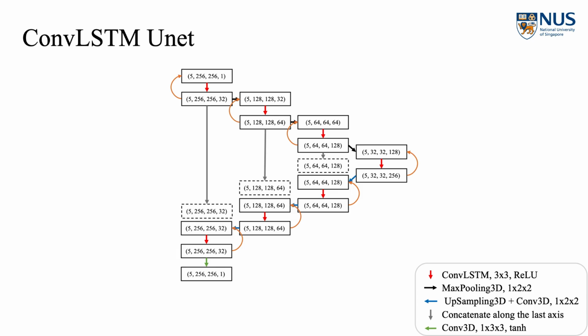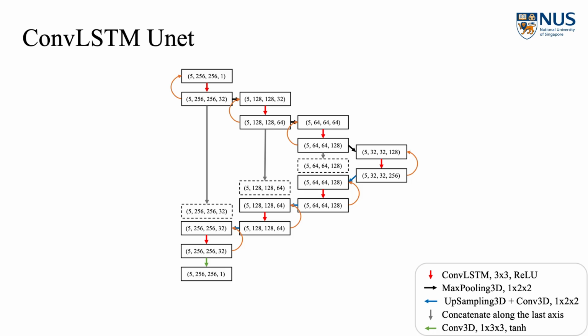It is inspired by a popular variant of autoencoders named UNet. The U-shape and the concatenation operation of the original UNet are kept, with the 2D convolutional layers replaced with the 2D convolutional LSTM layers. Note that the orange arrows represent state transitions between successive time steps.